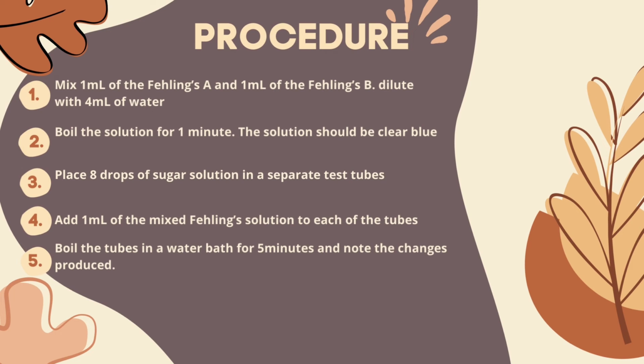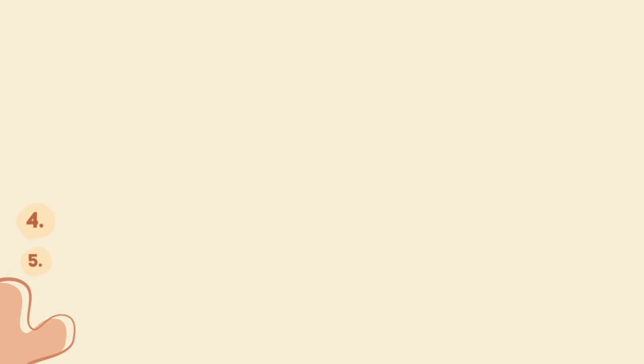The solution that should be seen should be clear blue. Step 3. Place 8 drops of sugar solution in separate test tubes. Step 4. Add 1 ml of the mixed Fehling's solution to each of the tubes. Step 5. Boil the tubes in a water bath for 5 minutes and note the changes produced.